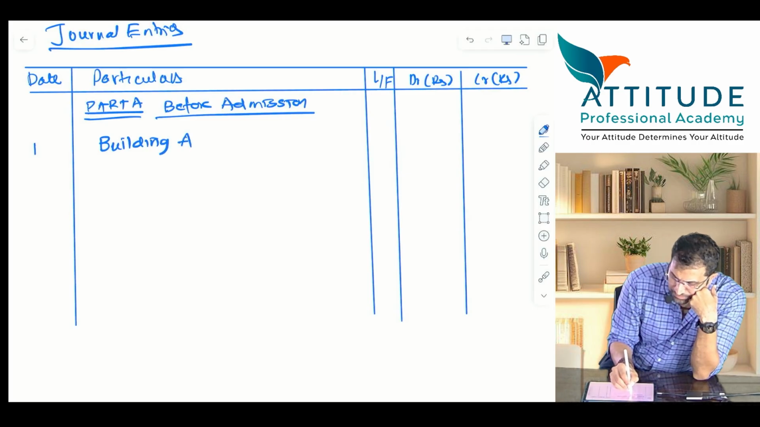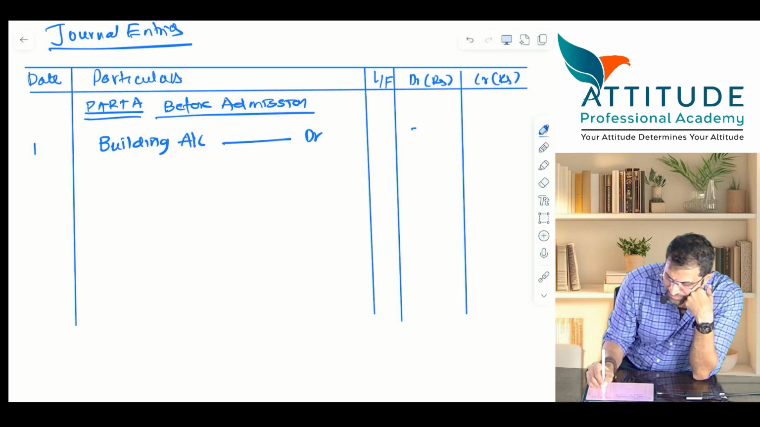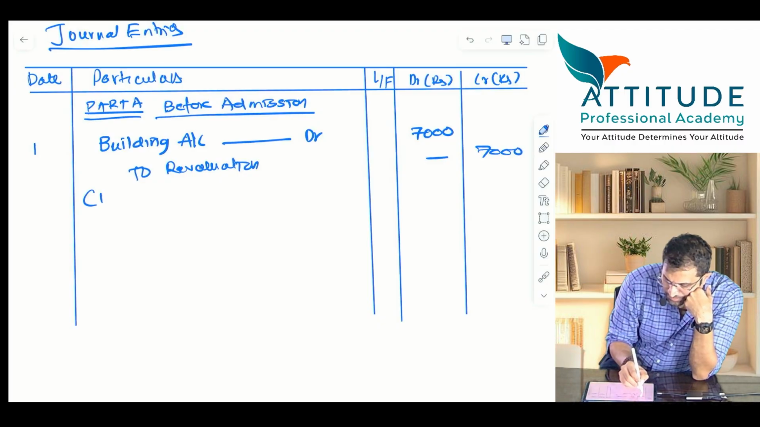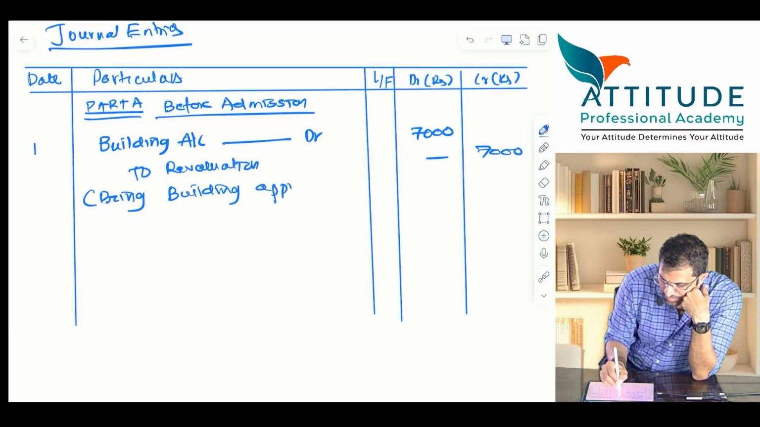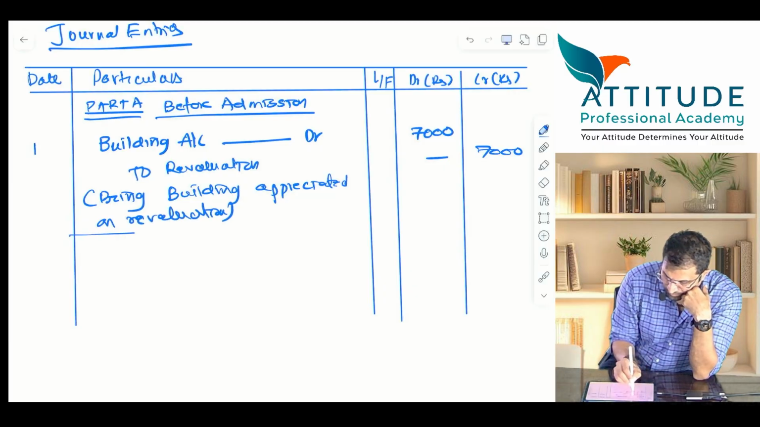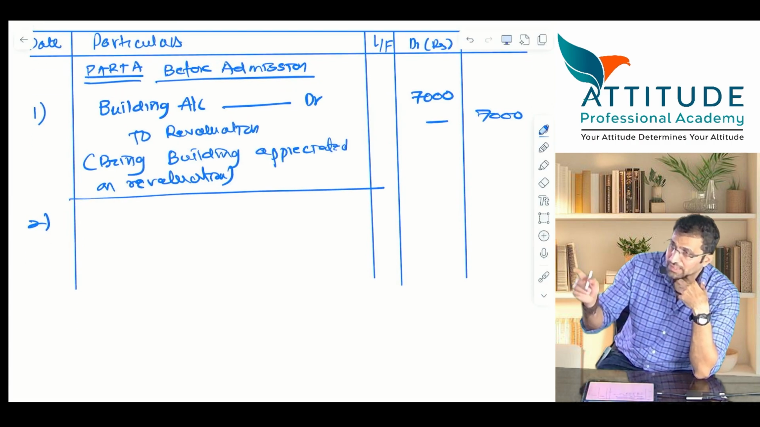Building account debit 7,000 to revaluation 7,000. Narration: being building appreciated on revaluation. Correct. Now which one is depreciating?